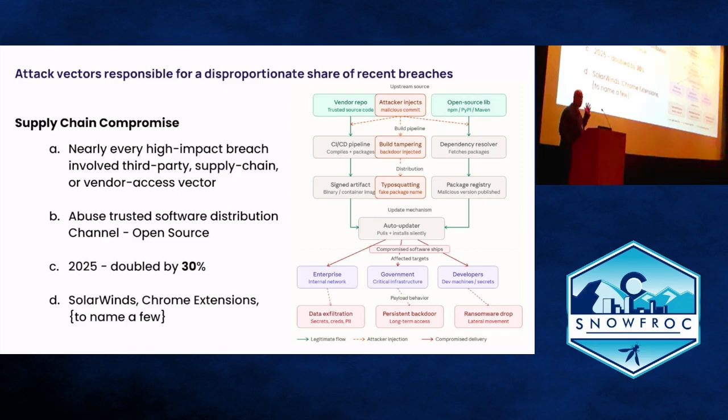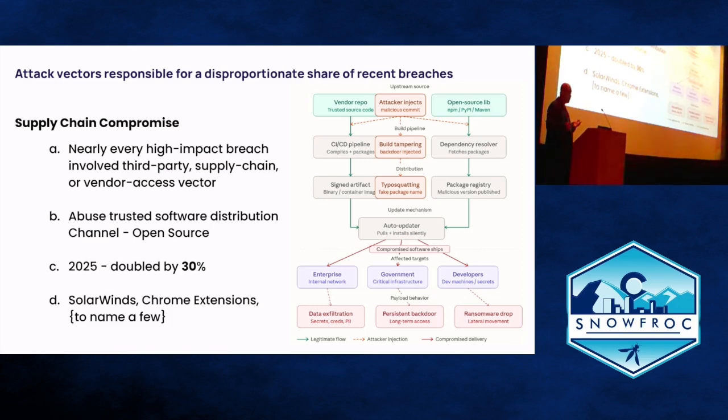Supply chain compromise. So nearly every high impact breach involved a third-party supply chain vendor. And thanks SolarWinds, that was way back when. And we're still seeing the supply chain breaches happening more and more frequently, and especially in light of AI generating code, pulling random class libraries, random dependencies, that plays into it. So this is just kind of part of it.